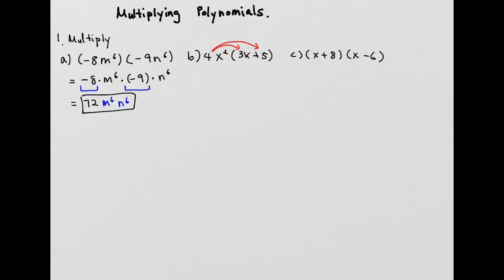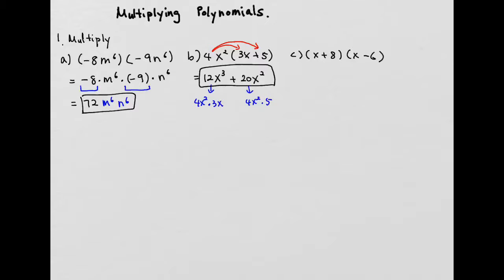So then you get 4 times 3 is 12. X squared times x is x cubed. And 4x squared times 5 is 20x squared. So don't forget where this number is coming from: this is 4x squared times 3x, and this comes from 4x squared times 5. And we cannot simplify it any further because it's not like terms. If it's not like terms, you cannot add or subtract.